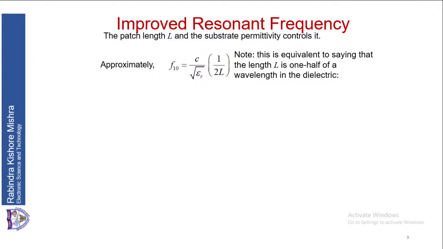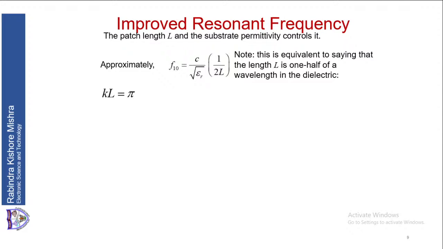So this is equivalent to saying that the length L is 1/2 of a wavelength in the dielectric. That is what it is, because F is equal to C by lambda, and lambda G here is 2L root epsilon R. Therefore, L is equal to lambda G by 2. So from that you can say this is equivalent to 1/2 of a wavelength in the dielectric.